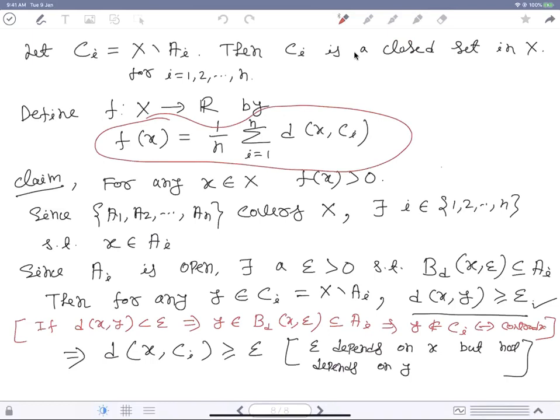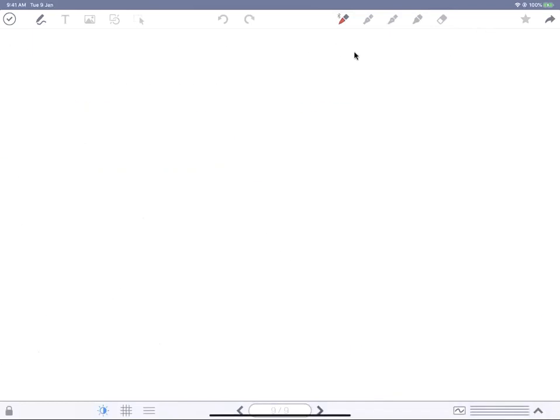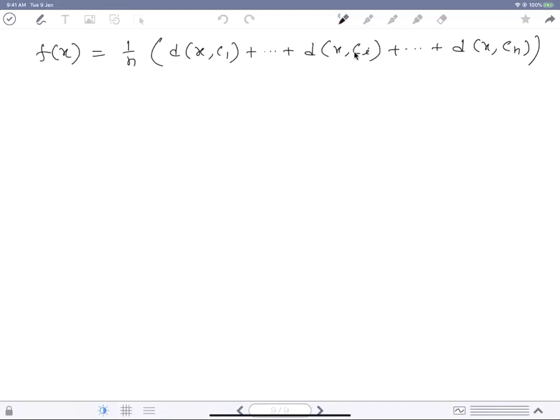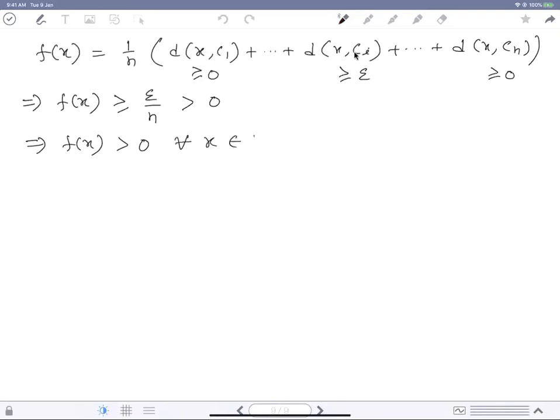Now if we take f of x, what is it? f of x is just 1 by n times the summation of d of x comma C1 plus some number, up to d of x comma Cn. Now we know that distance is always bigger or equal to 0, so these terms are bigger or equal to 0, and we have seen that this one is bigger or equal to epsilon. So that implies f of x is bigger or equal to epsilon by n. Note that this epsilon depends on x, but that term is always bigger than 0, so 0 does not depend on x. So that implies f of x is bigger than 0 for all x belongs to X.